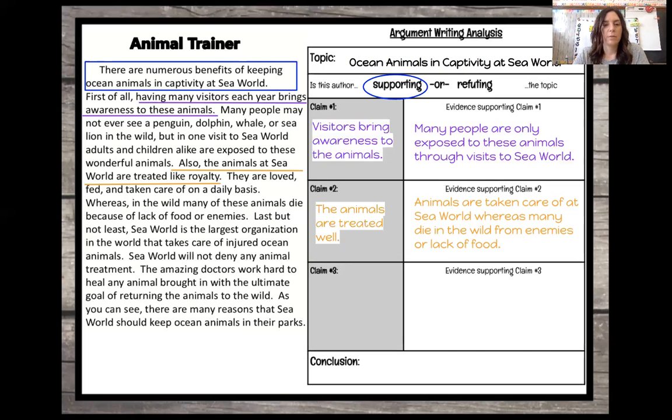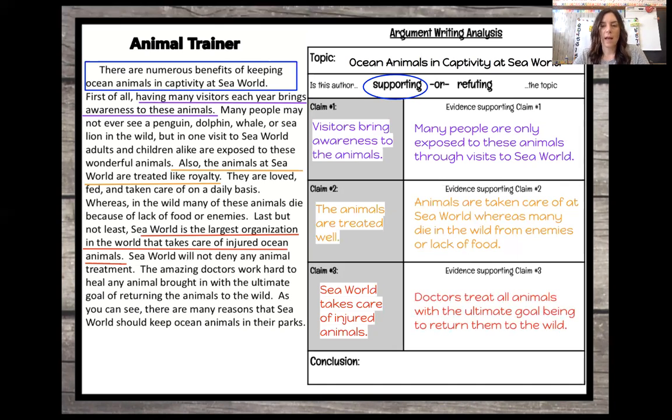And then claim number 3, SeaWorld is the largest organization in the world that takes care of injured ocean animals. So that doesn't sound that much like an opinion, but it's still a claim. So SeaWorld takes care of injured animals. And the evidence that the author uses is that the doctors treat all animals with the ultimate goal being to return them to the wild. So now that I have all of my claims and evidence, I can sum up this author's conclusion. And the conclusion is that SeaWorld should keep ocean animals in their parks.